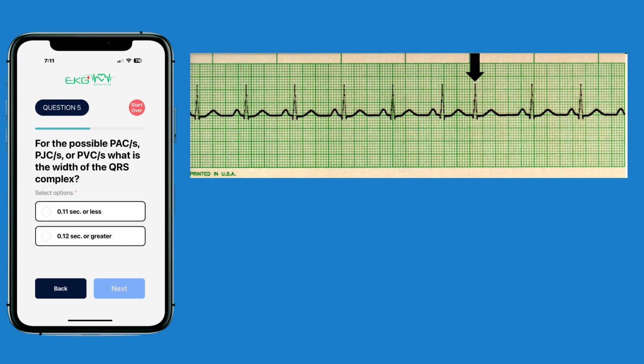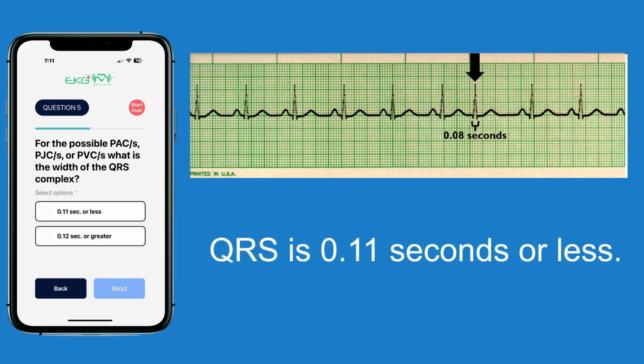With the P wave being absent, the next question the app's going to ask us is what is the width of the QRS complex? Measuring the width of the QRS complex in this example, we have a QRS that's about 0.08 seconds. So the QRS is 0.11 seconds or less. So we will go to the app and select 0.1 seconds or less, and then we will hit next to go to the next screen.